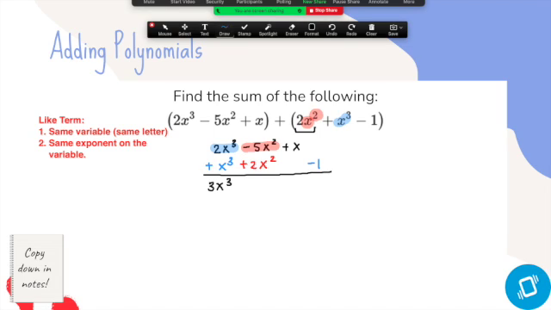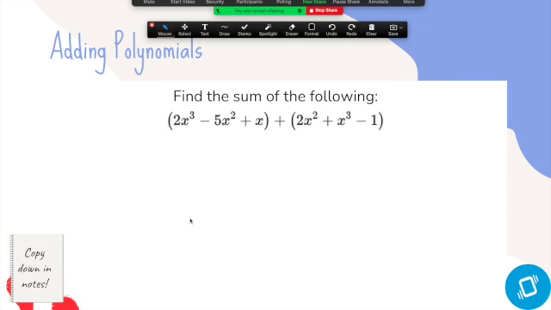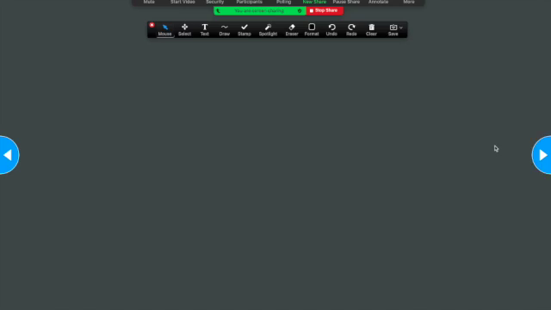Negative 5x to the power 2 plus 2x to the power 2 gives me negative 3x to the power 2. I'm dropping down the plus x, and then I'm going to drop down the negative 1. And I don't see anything that I can combine anymore, so that's going to be my final answer. So let me clear this, and let's try out the new problem here.